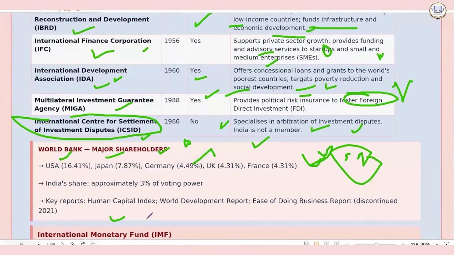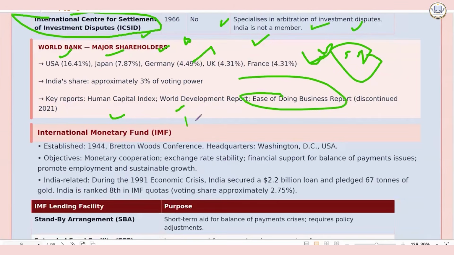The most important index released by the World Bank is the Human Capital Index, and this is very, very important for examination. Then World Development Report. Ease of Doing Business has been discontinued. International Monetary Fund, IMF, very, very important for examination. Headquarters in Washington, DC. The objective is monetary cooperation between countries, exchange rate stability between different countries, and providing financial support for balance of payments issues, promoting employment and sustainable growth.